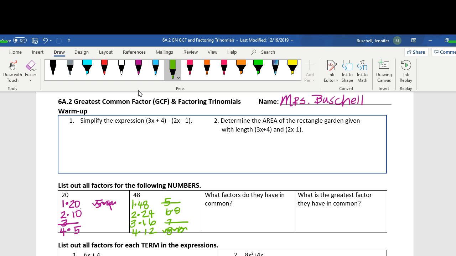So now let's look, what factors do they have in common? I'm going to look at my list. I have a 1 in common with each. So 1, we have 2 in common. So I'm going to list 2. We have 4 in common. Do we see any other numbers that are the same? And that is no. So my common factors are 1, 2, and 4. Of those 3, what is the greatest factor, or the greatest number? And that is 4.